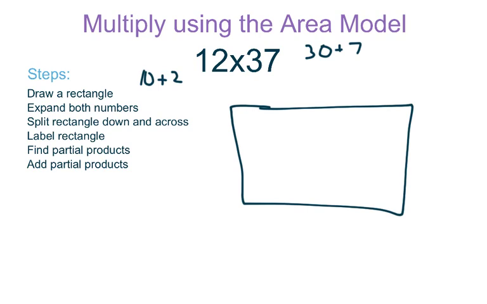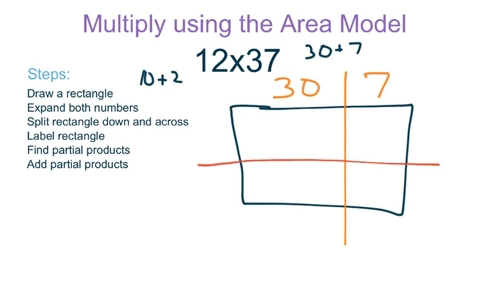So our next step says split our rectangle down and across. So we've been used to splitting it this way, and we would put 37 here. But because our other number also has two place values, we have our ones place and our tens place, we need to split our rectangle across as well, or horizontally. Now I'm going to expand my 12 on this side, 10 and 2. So I've expanded 37 and I've expanded 12.